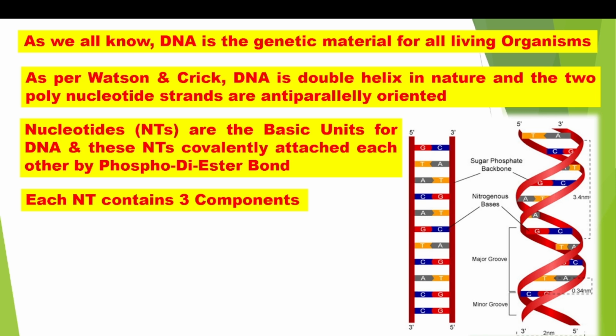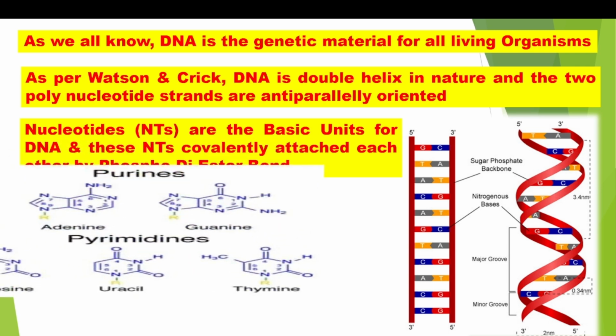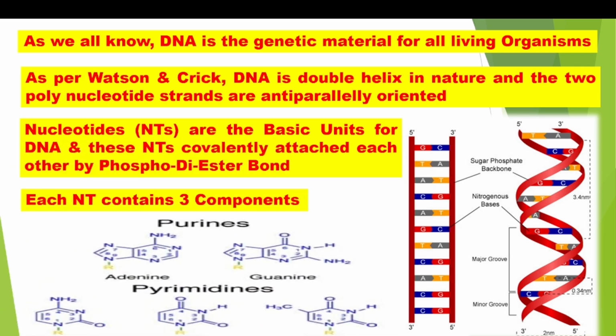Each nucleotide contains three components. If you take the basic unit of polynucleotides and our DNA, that is the nucleotide, each nucleotide again contains three components. One major component is nitrogen bases. For example, DNA contains adenine, guanine, cytosine, and thymine as nitrogen bases. In case of RNA, the four nitrogen bases present are adenine, guanine, cytosine, and uracil. So the first component in nucleotides is nitrogen bases.